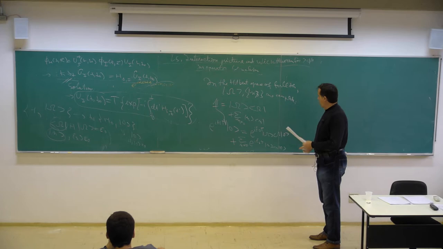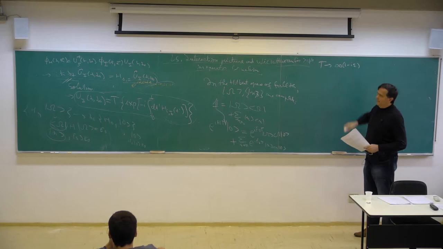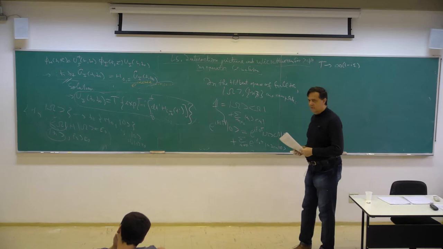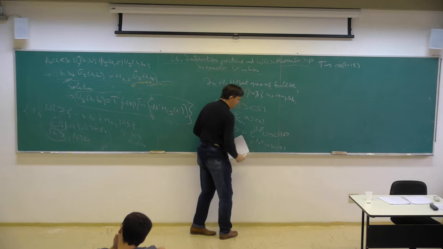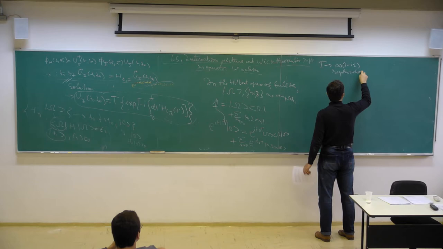Okay, then let's consider time going to infinity. Just that I will consider a modified infinity with 1 minus iε. So a slightly complex time. The point is that we have these exponentials and we want to dampen them, right? So I take a regularization. This is a regularization of an infinite sum.